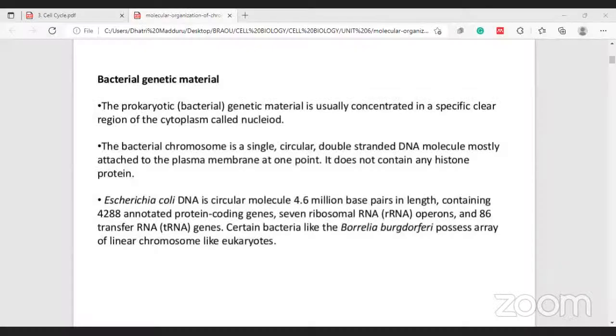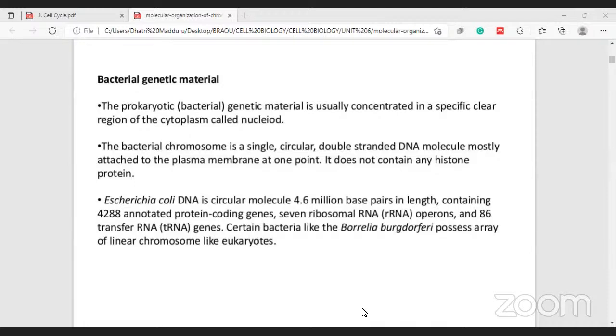That is transfer RNA. So the transfer RNAs are important for transporting the amino acids to the site of the ribosome, the site of protein synthesis, where the polypeptide chain is synthesized.